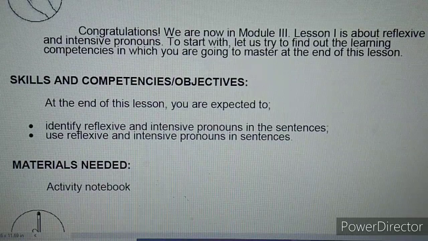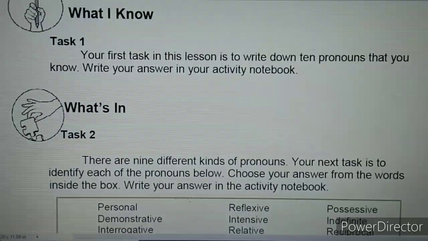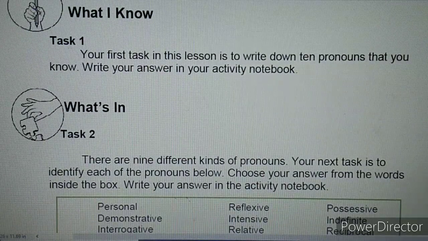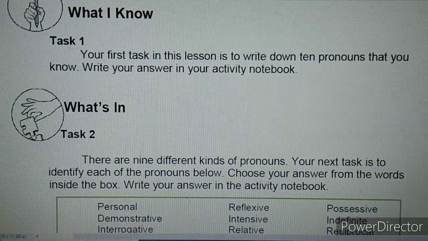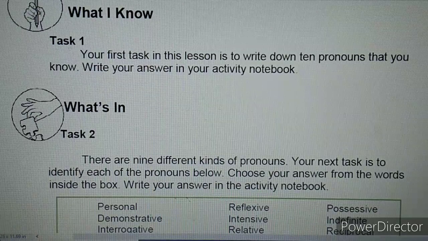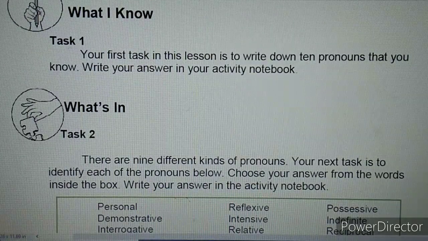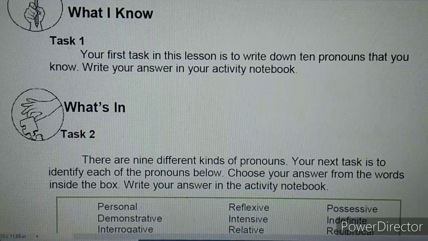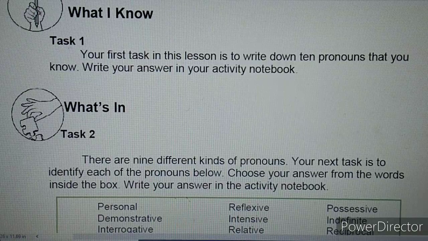You also need to have your answer sheet. For Task 1, here is what you are going to do. Your first task in this lesson is to write down 10 pronouns that you know. Write your answer in your answer sheet. Your answers this time may vary.